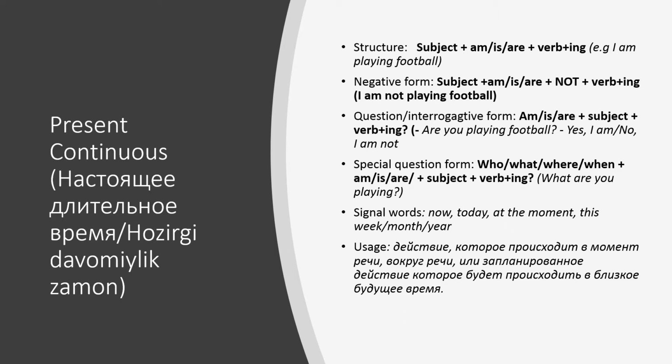Then question form or interrogative form. In this case, to be, am, is, are, comes first, then subject, and plus verb ing, and of course, question mark. Are you playing football? This is question. Yes, I am. This is short answer. Yes, I am. Or no, I'm not, if you are going to say no to my question.